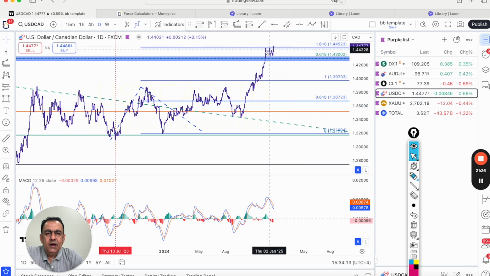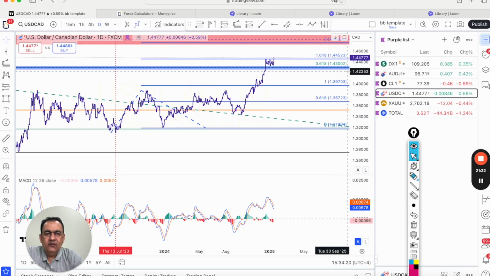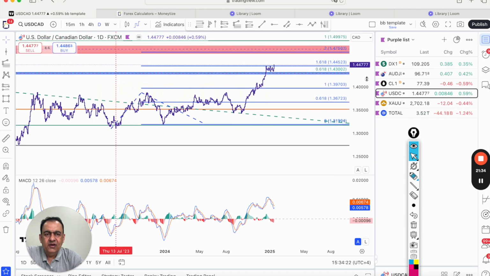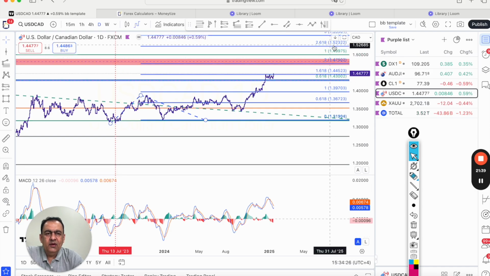And now we are at 161.8 Fib extension level. The next one is 200, which is 1.4750, and we have 261 coming in 1.5232. So I think in the short run, USDCAD should reach 1.4750.